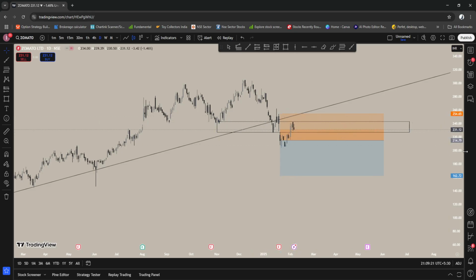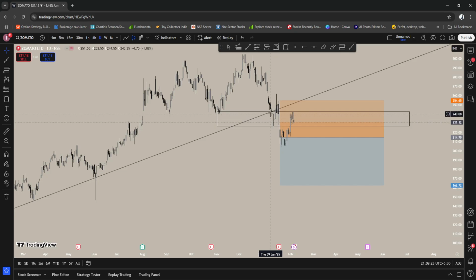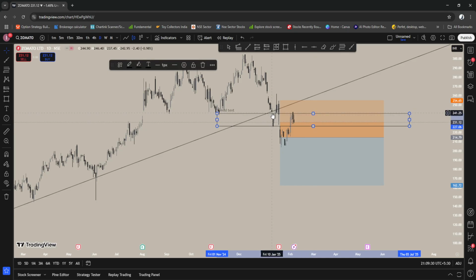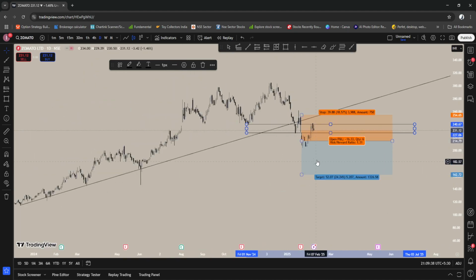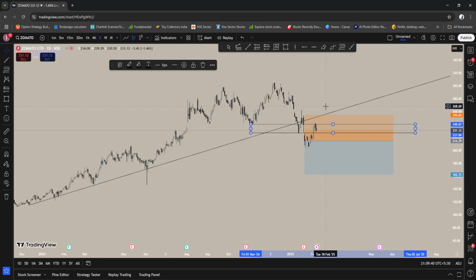You might ask me, what is this box? This box is the break of this candle. If you guys see, this is the candle which broke. The next candle, below the next candle is where we enter. So we got the entry here on 21st of January. We are still holding this trade, and this is how I trade the trend lines.